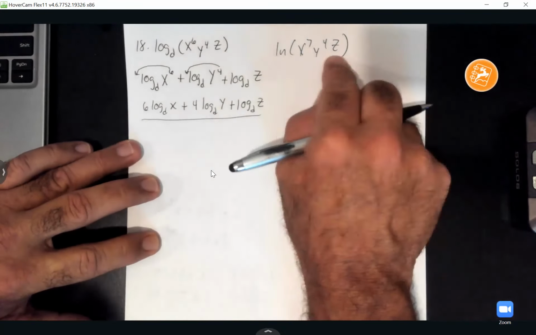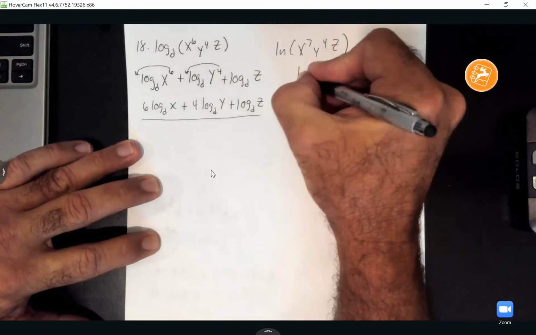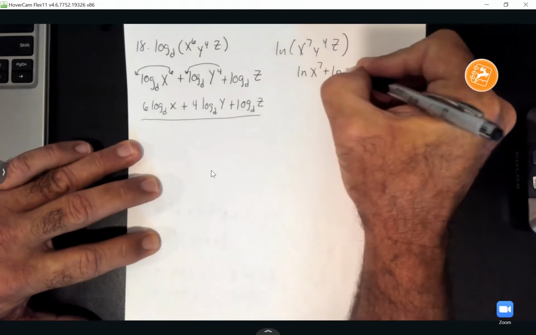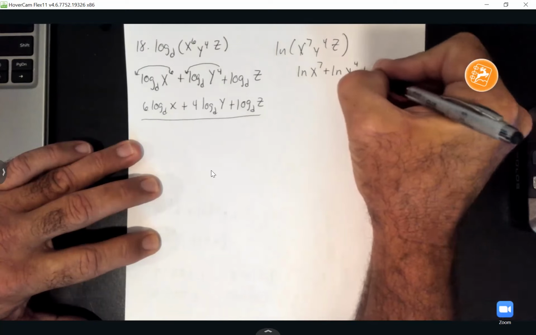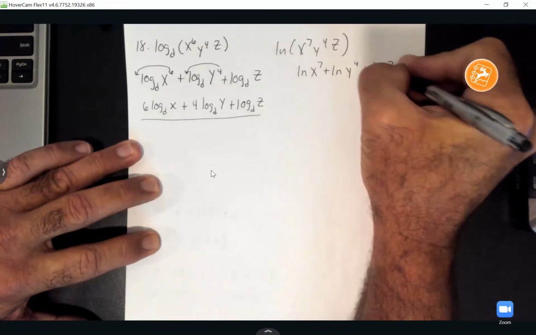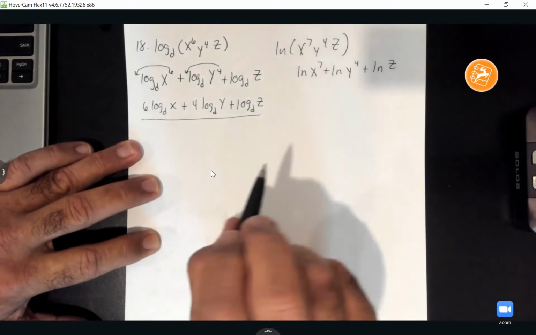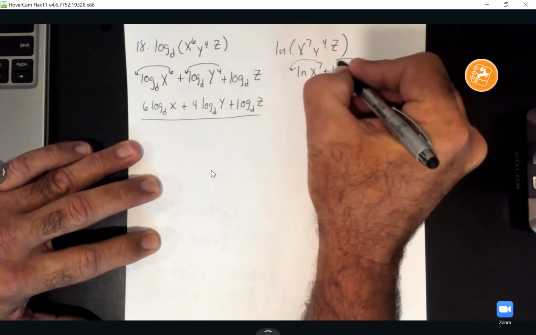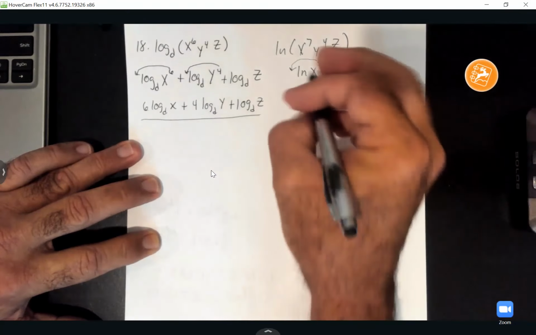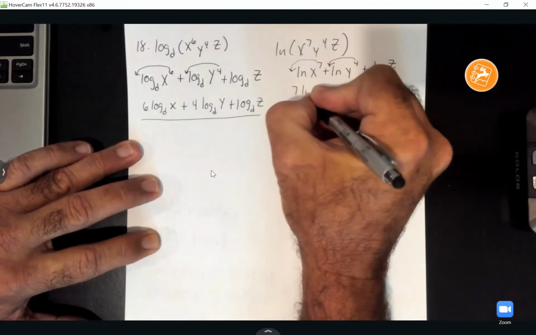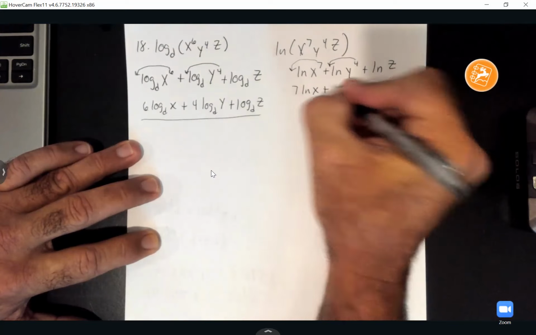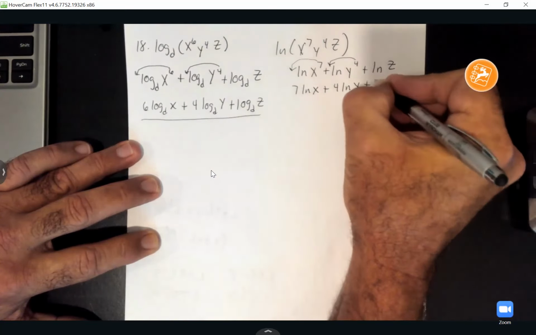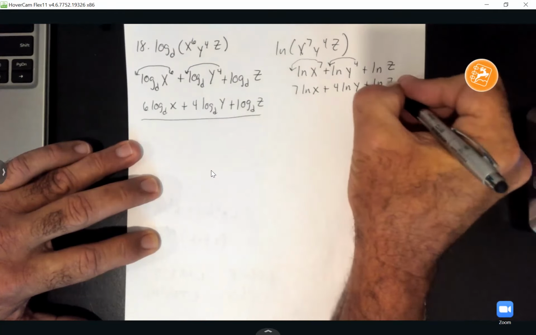Now, if you did have an ln, you would get an ln of x to the 7th plus a ln of y to the 4th plus a ln of z. And guess what? You're going to have to then bring your exponents to the front of the ln. So you get a 7 ln x plus 4 ln y, and then plus your ln of z.